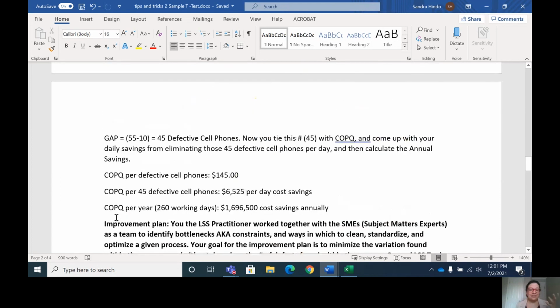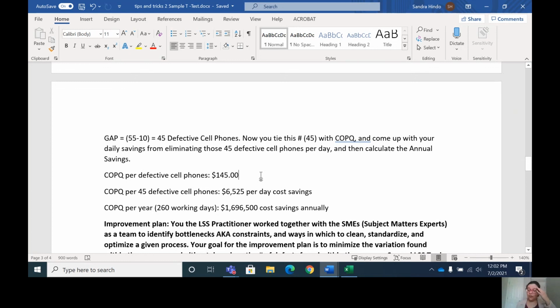And at the end of the day, what does every company care about? The bottom line. So just for the fun of it, in previous classes, we looked at that gap. You went from 55 to 10. So the gap was 45 defective cell phones. We tied the 45 with the cost of poor quality, and we came up with the daily savings from eliminating those 45 defective cell phones per day, and then calculating the annual savings. And then when you're doing your presentation, they're going to say, how did you come up with these numbers?